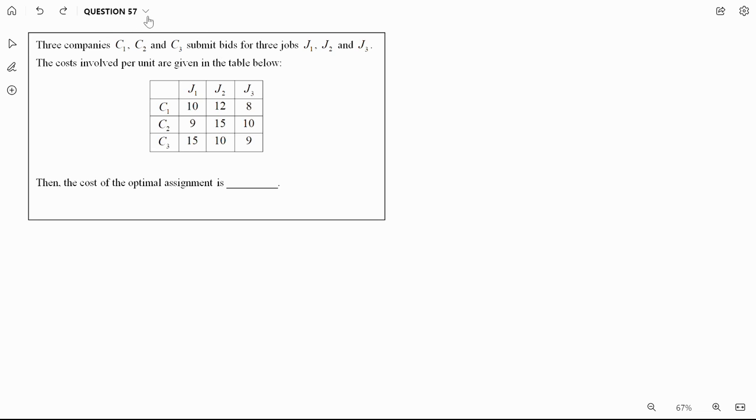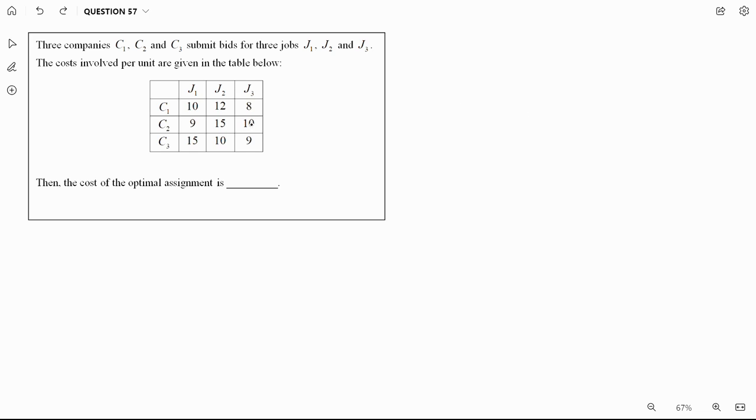This is the 57th question from GATE 2022. This is an assignment problem. We are given three companies which submit bids for three jobs, J1, J2 and J3, and we are given a table which indicates the cost involved per unit for every job, and we have to find the cost of the optimal assignment. So we will solve this by using the Hungarian method.